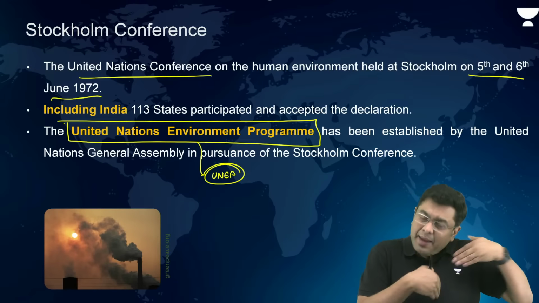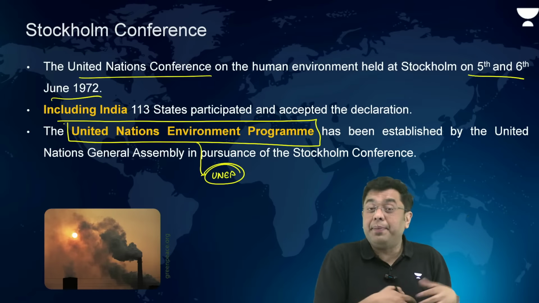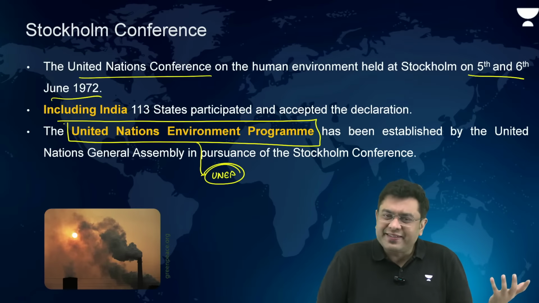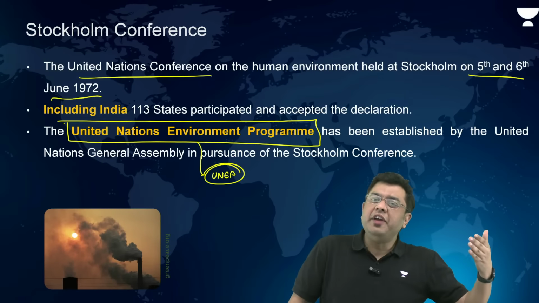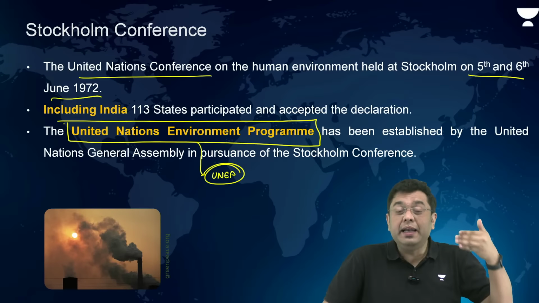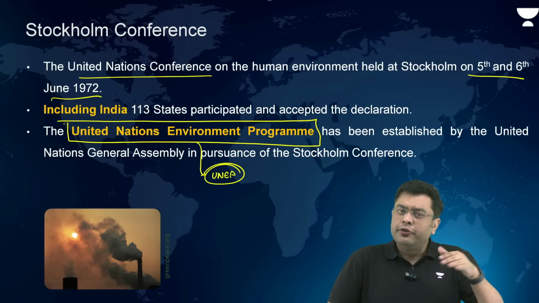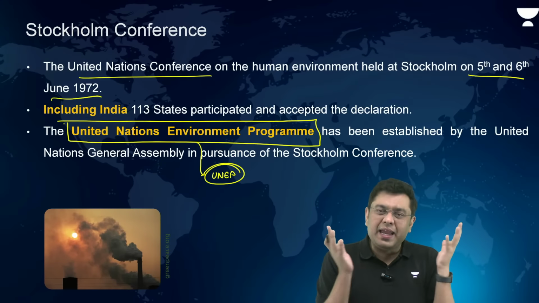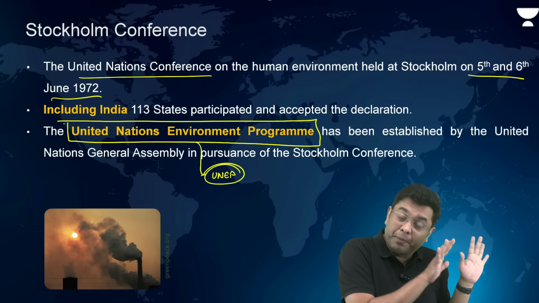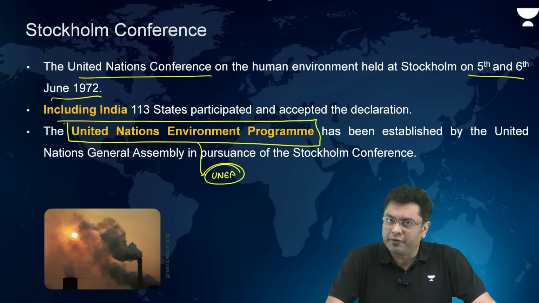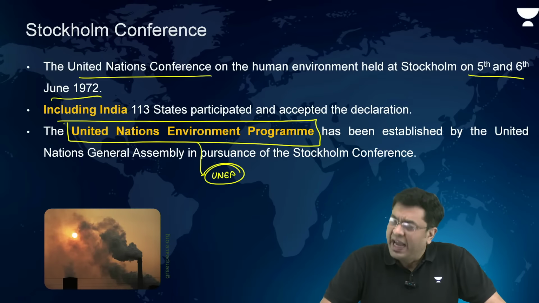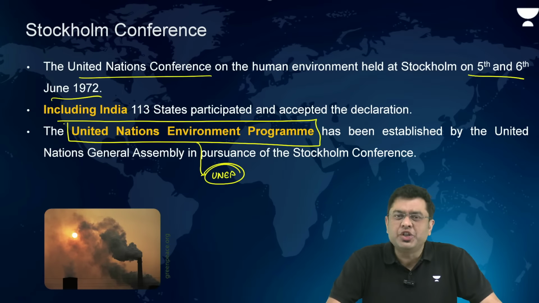So similar things were happening across the globe. US came up with its own National Environment Protection Act, under which the concept of environmental impact assessment was launched. So all the countries started taking action to protect the environment, to prevent climate change as a consequence of this Stockholm Conference.